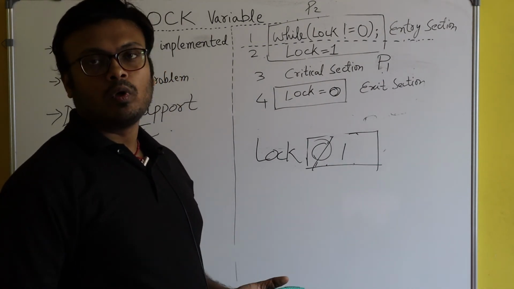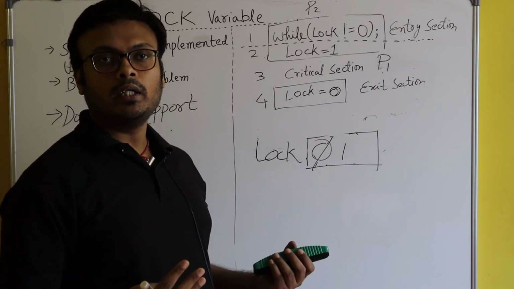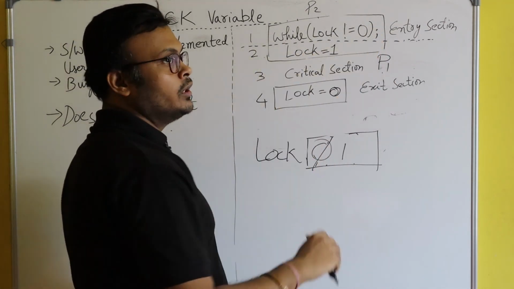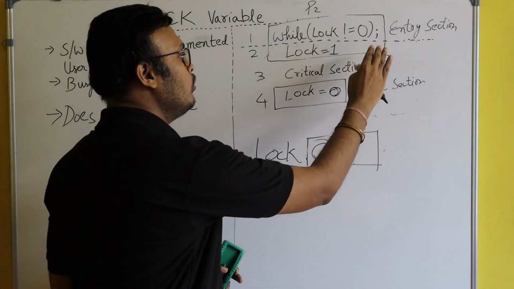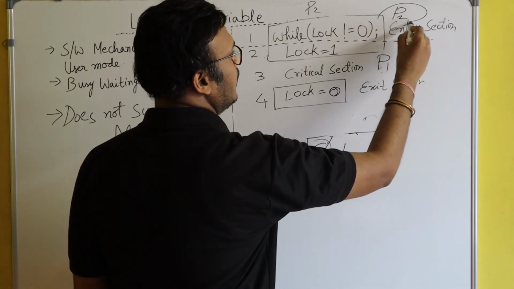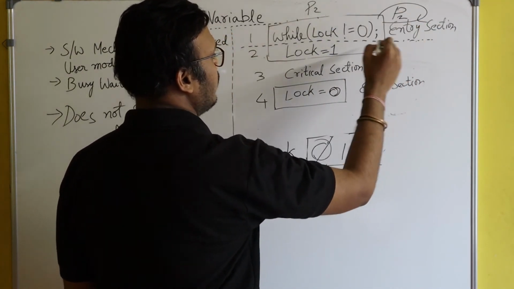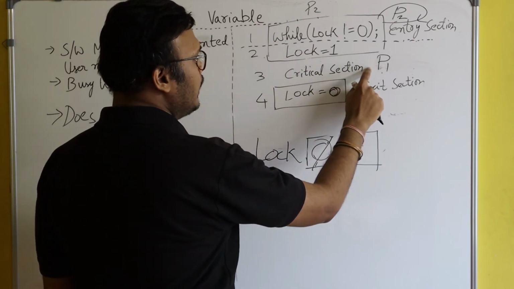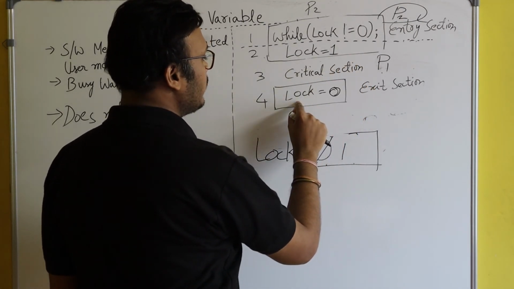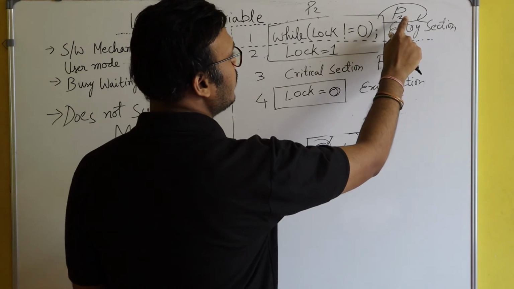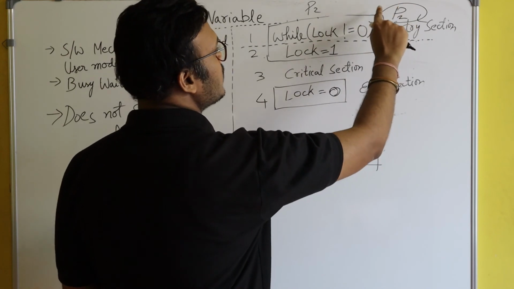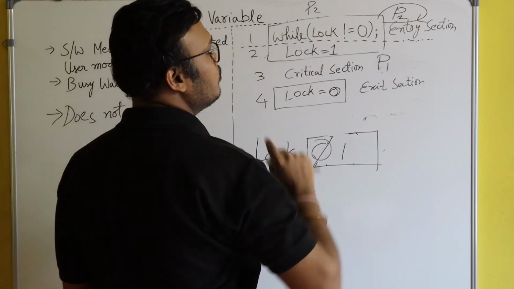Stuck in the while loop means what? It will do nothing, but it will continuously knock on the door of this entry section. Just open the door for me. I want to enter inside the critical section. Here you see P2 has been stuck in this while loop again and again, until P1 comes out of the critical section and makes the value of lock equal to 0. Till then process P2 will keep on waiting.